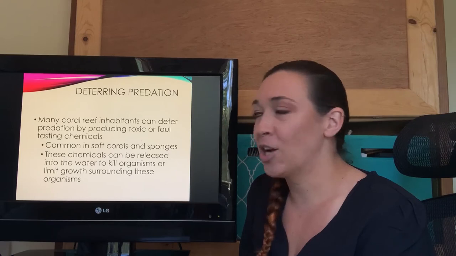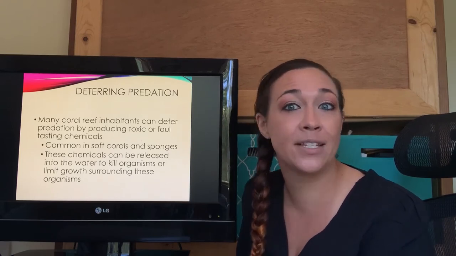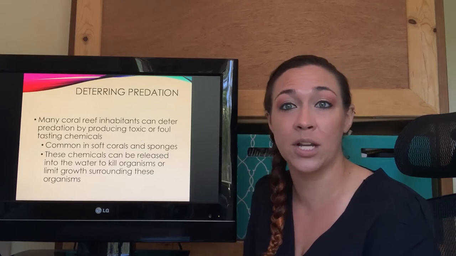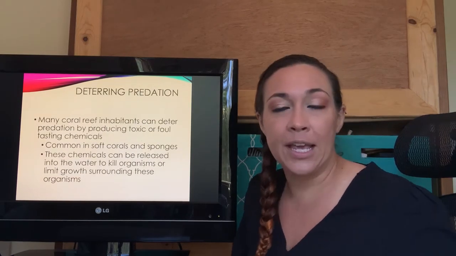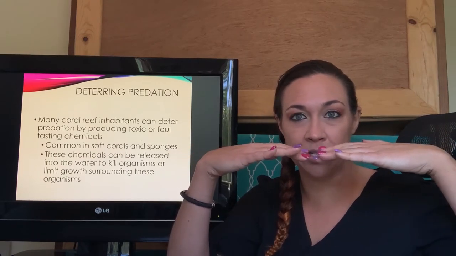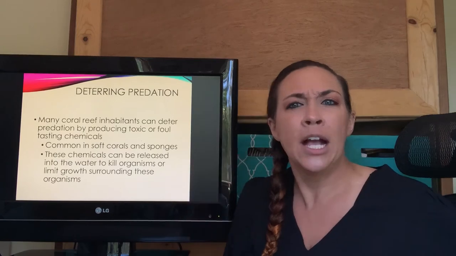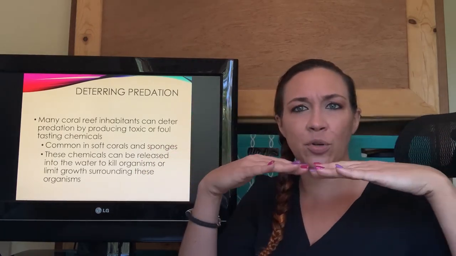Sometimes these guys will actually secrete these toxins to prevent other organisms from growing on top of them. So I believe that's what we're going to see coming up: these two corals, as they grow closer to each other, will actually secrete these toxins and chemicals near each other. Kind of like the anemones that we saw battling each other, but they're secreting these chemicals.